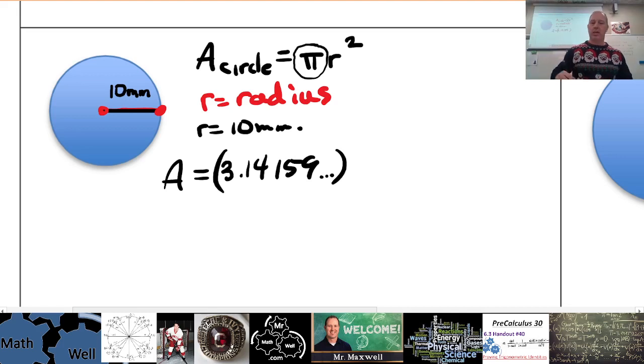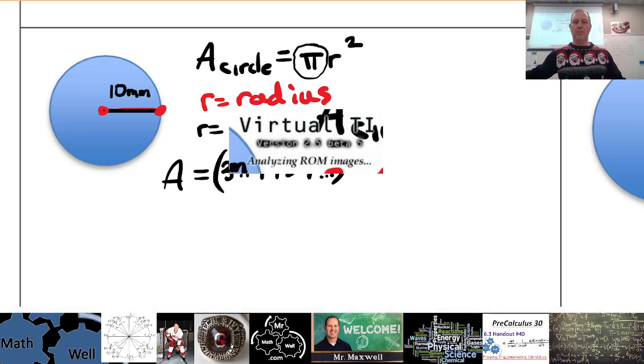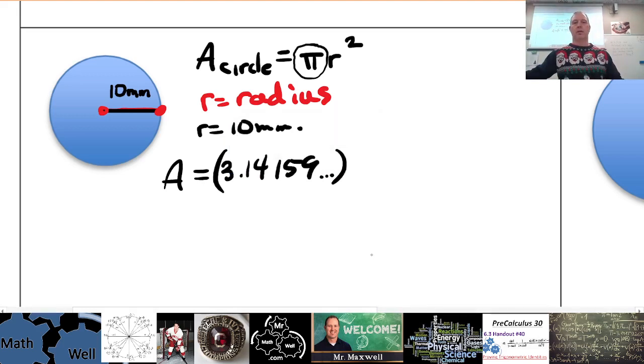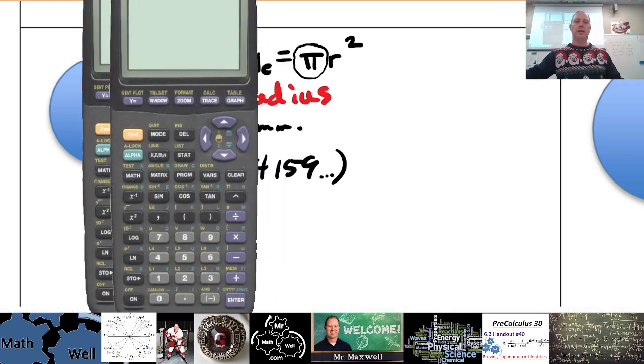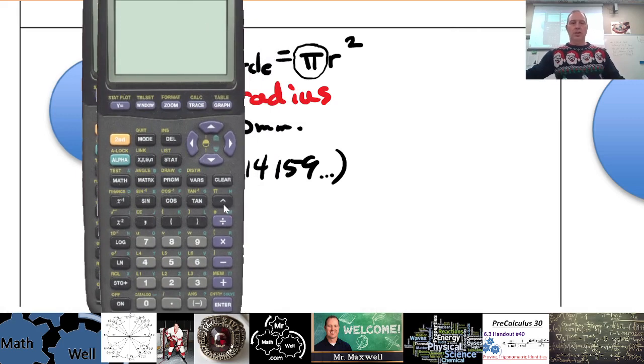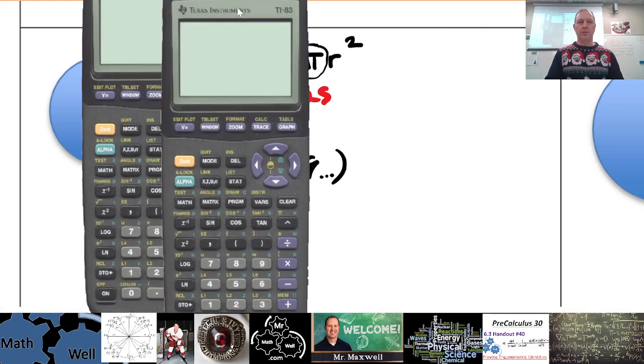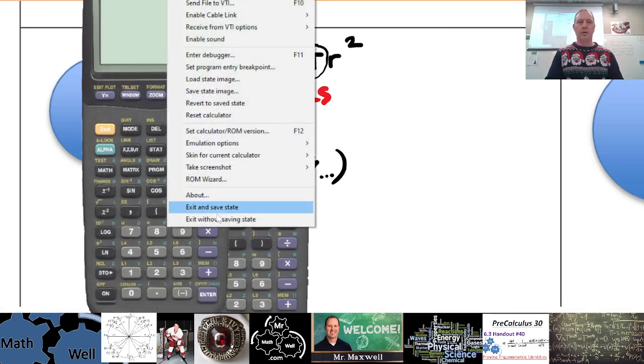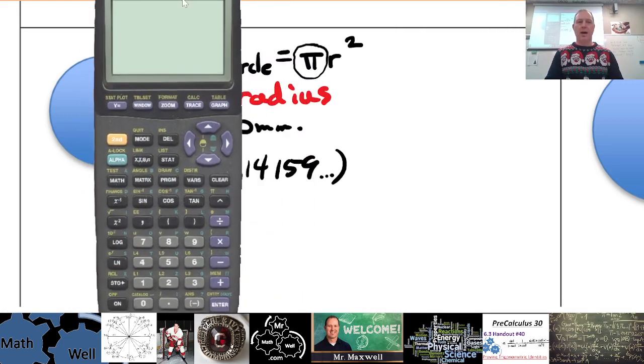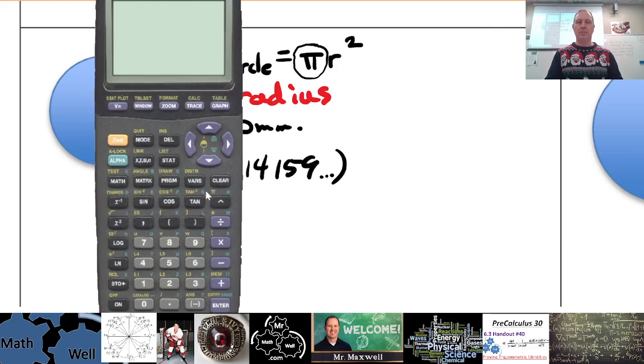So let me show you. On my big fancy TI-83 calculator, if you have a scientific calculator, you should have a pi button. And for me, the pi button is right here. It's a second function. And this is actually the exponent button, this little hat on mine, the exponent to the power of. So pi is the second function.